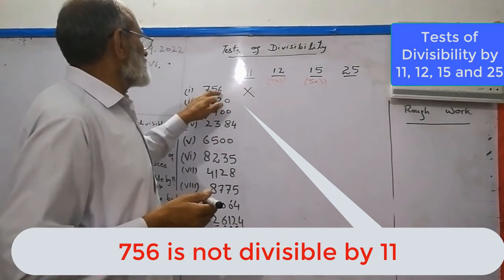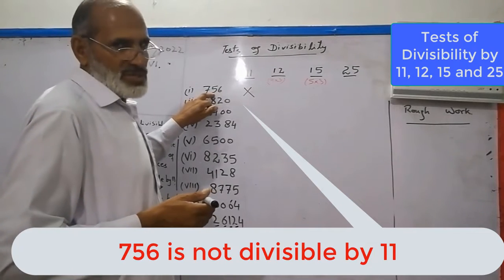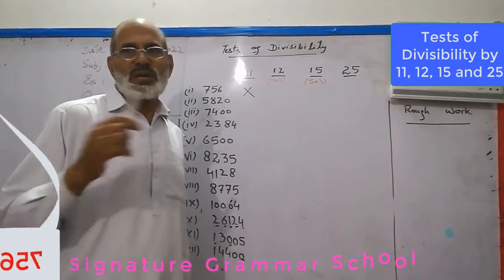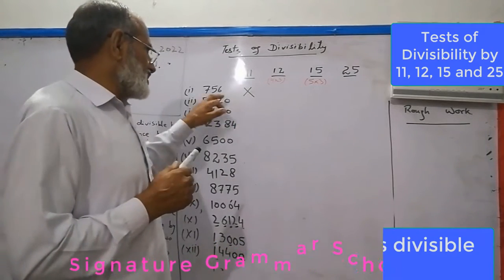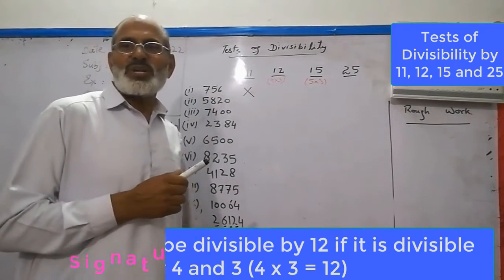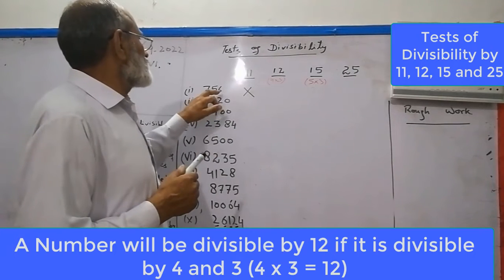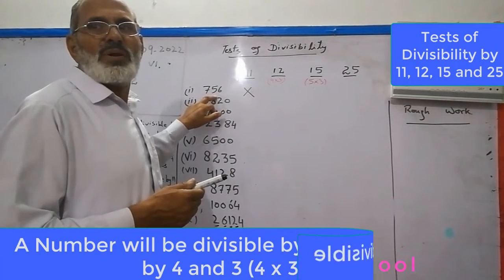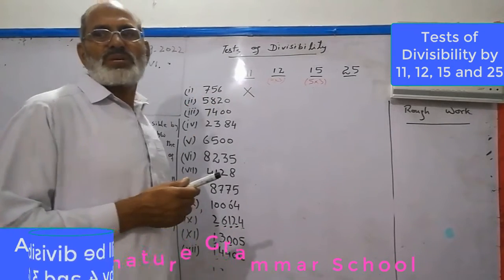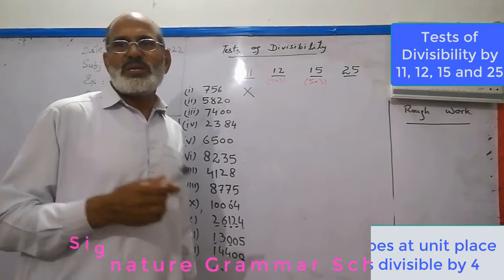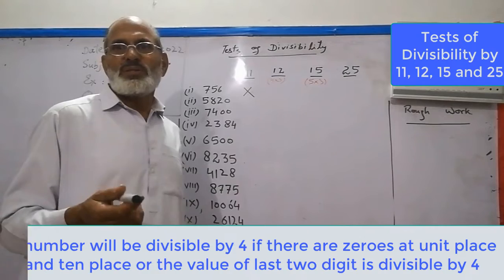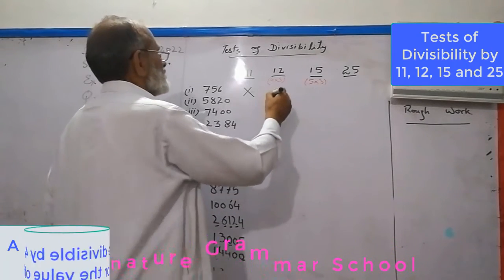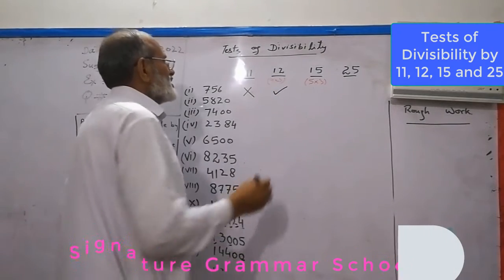Now, here it's 6 and here it's 56. You know 56 is divisible by 4. So the first condition is met. The second condition is that this value should also be divisible by 3. So we are taking the sum total of all digits present in this value. 6 and 5 becomes 11, and 11 plus 7 becomes 18. And 18 comes in the table of 3. Therefore both the conditions are met. Therefore 756 is divisible by 12.